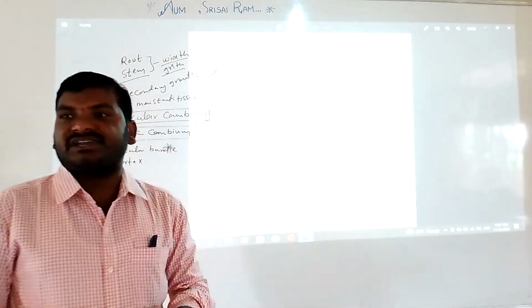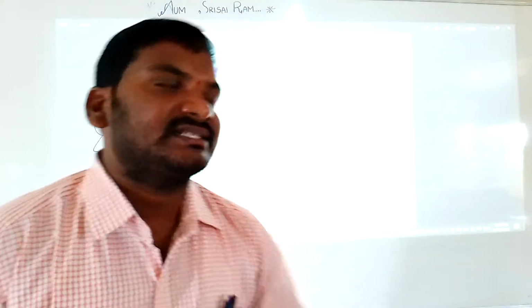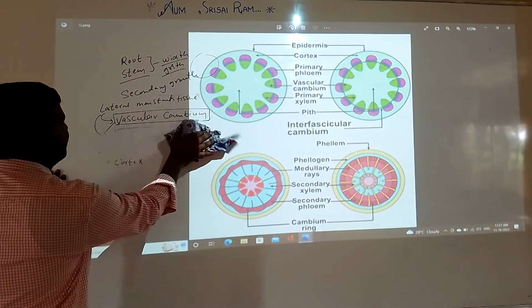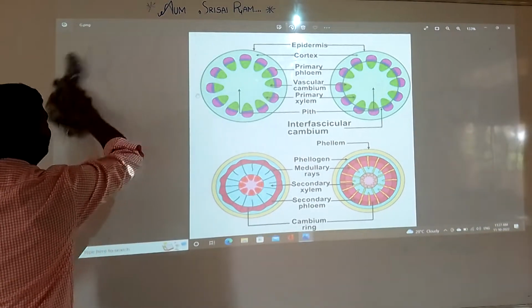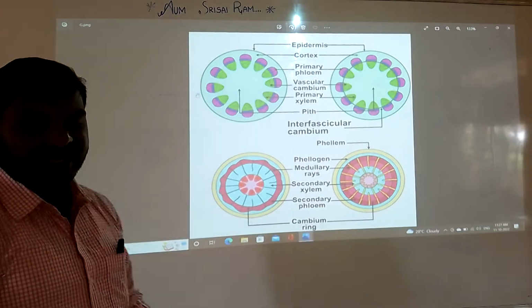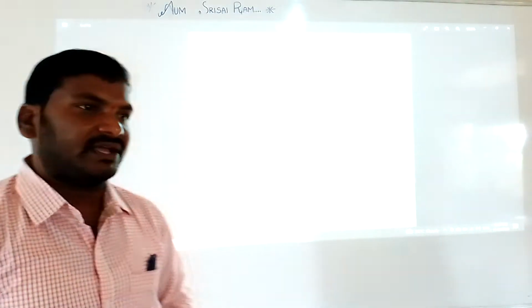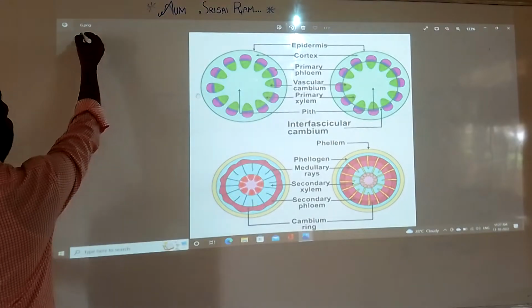Okay. In this session, we are going to discuss the cork cambium. Sorry, the vascular cambium involvement. How is the vascular cambium involved in secondary growth? Okay? Right. I am telling you once again.